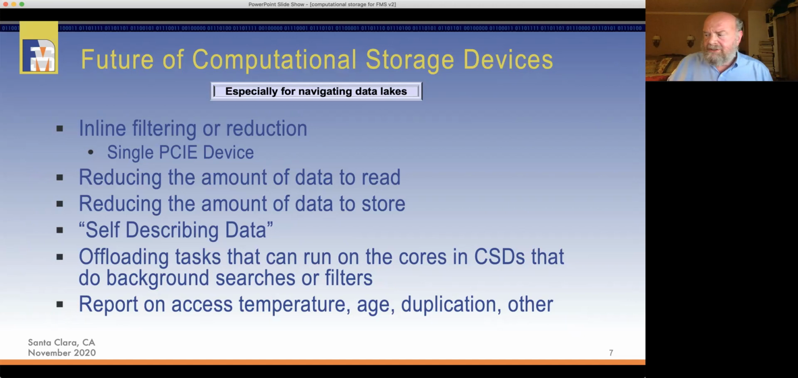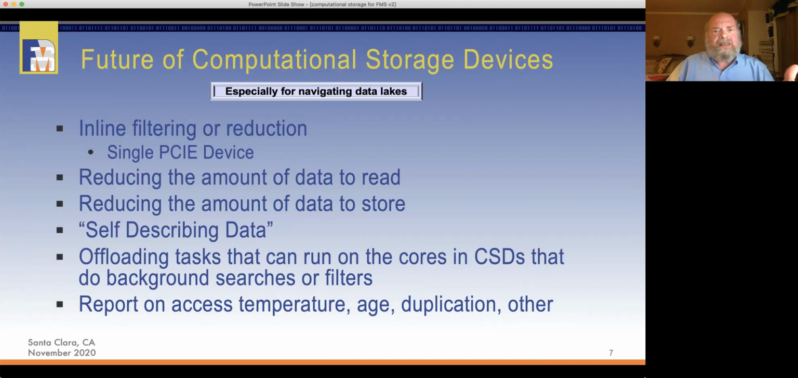The first is doing an inline filtering or reducing. And again, the reason I say inline is to allow, with a single PCI Express function, taking data and manipulating it inline. And so it could be a form of reducing how much data, only read data from this region that fits these characteristics, for example.